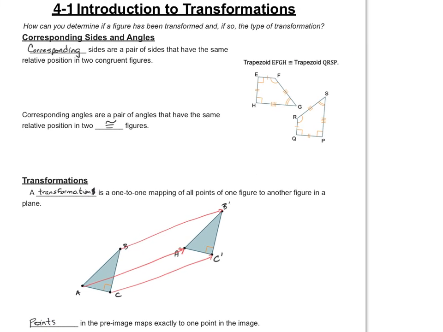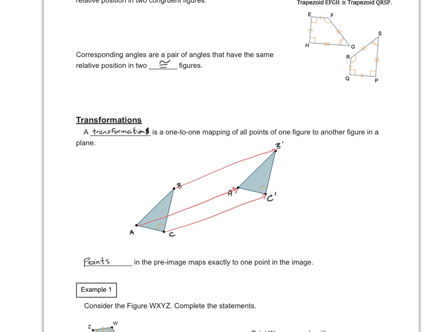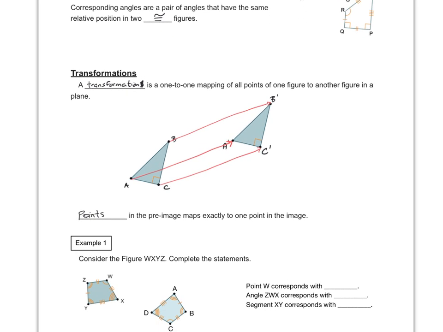Technically, E would map to Q. So that's a bad example. Let's not even think about that because they're in different orientations. But just understand that each point in the pre-image maps exactly to one point in the image. So that's what they're saying, that we should be able to see this kind of connection in some way, shape, or form, a transformation of the congruent item.